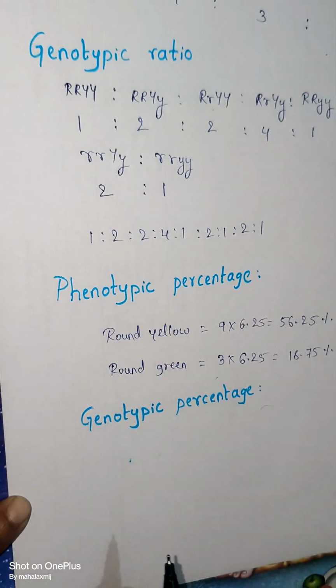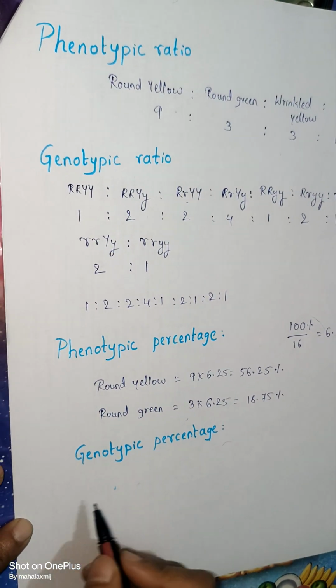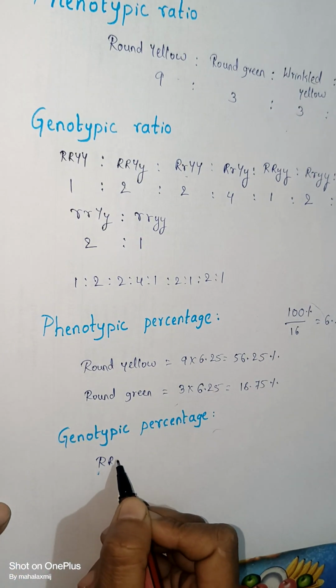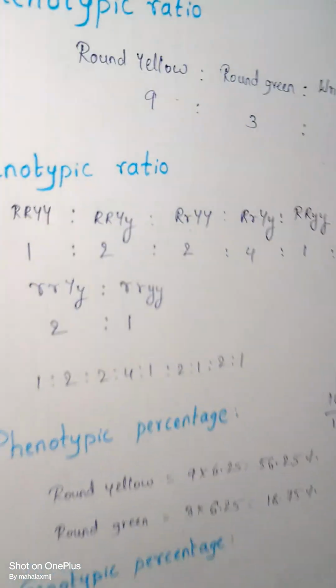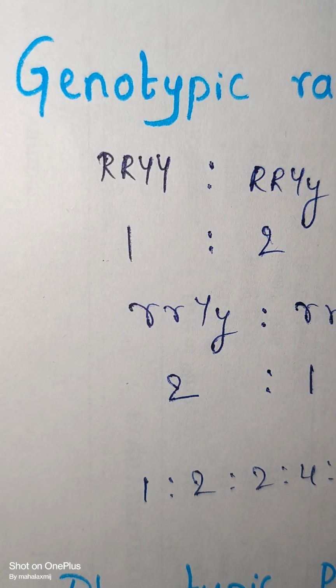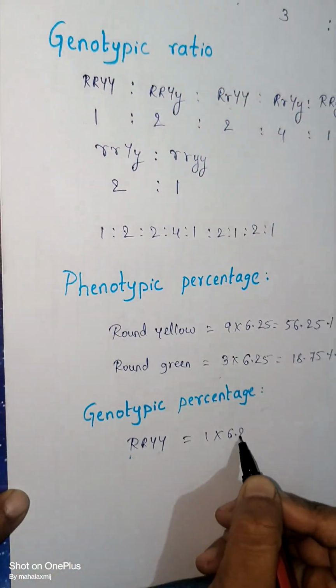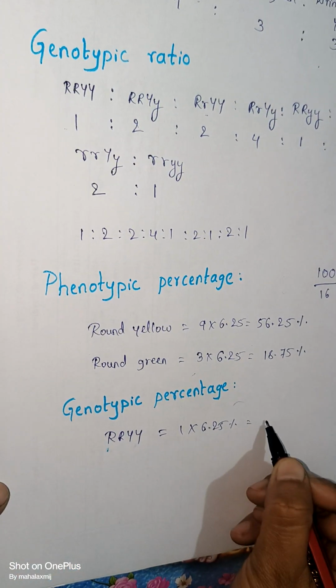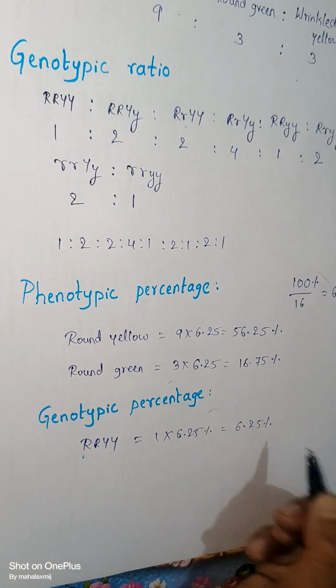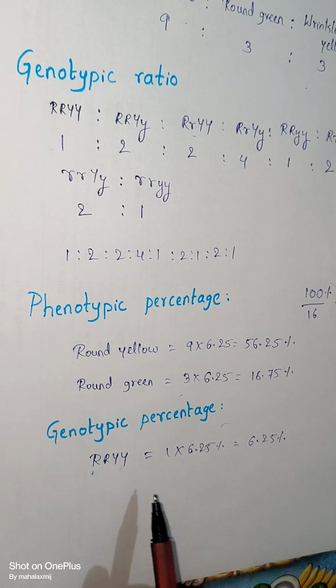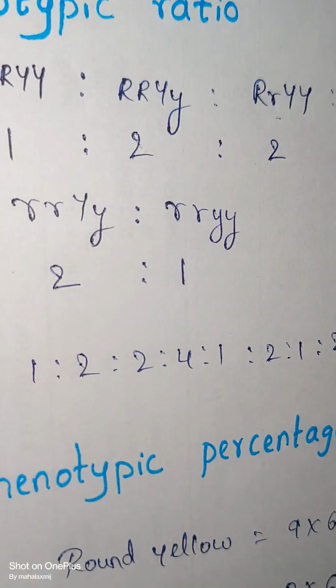Similarly, you can find for the genotypic percentage also. Now, genotypic percentage, I'll show you just one. For capital R, capital Y, capital Y, only one we are having here. So 1 into 6.25% is 6.25%. Similarly, you can find for the rest of the genotypes also.